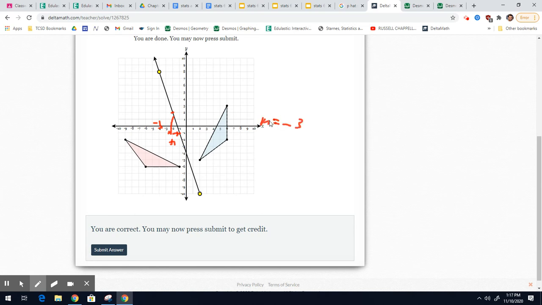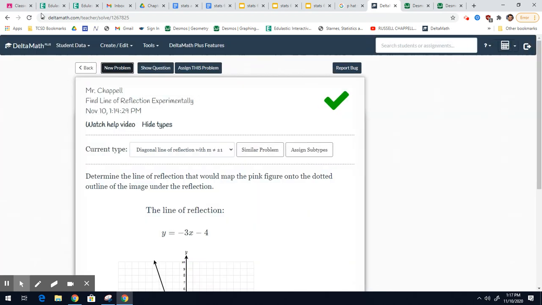Okay? So use that slope connecting a pre-image to an image to get an idea of what your slope has to be. And don't get frustrated if it's not giving you the right answer right away. You might have to move it off and move it back on. It's kind of finicky. All right, two more problems.